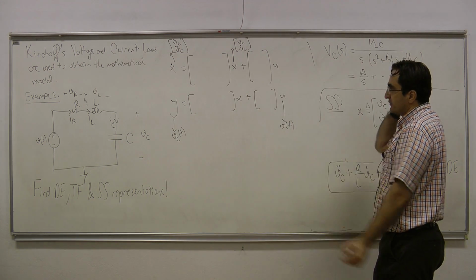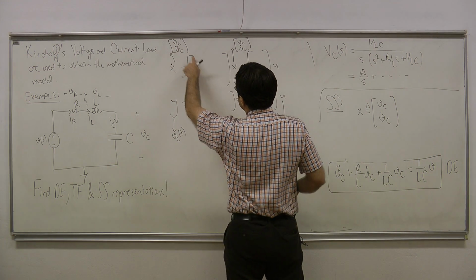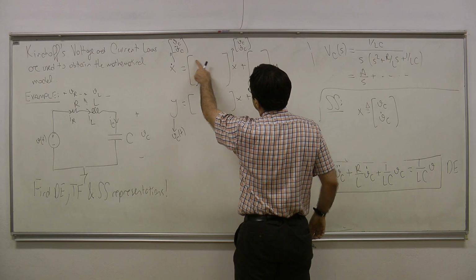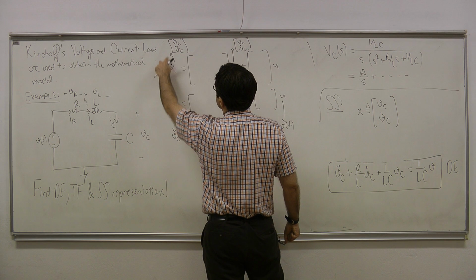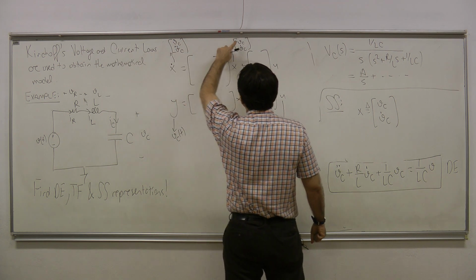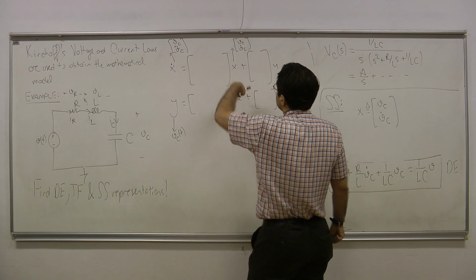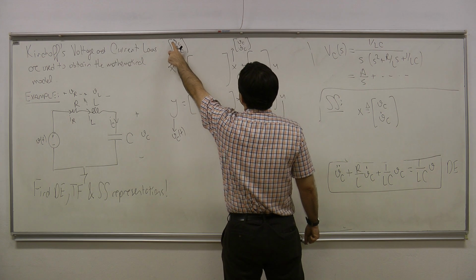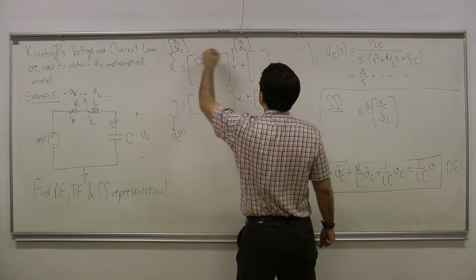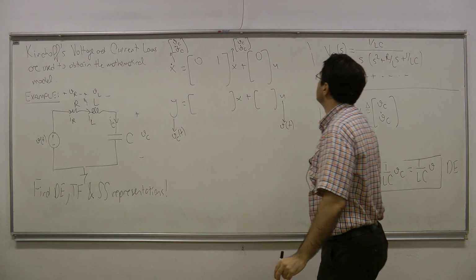Now let us find the state space representation for this system. In order to find the first row of A and B, I need to express the first row of x dot, which is Vc dot, as a linear combination of Vc, Vc dot, and u. Okay? This is a very, very trivial linear combination. Vc dot is 0 times Vc, 1 times Vc dot, and 0 times u.